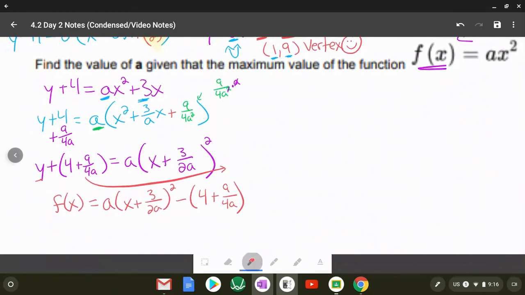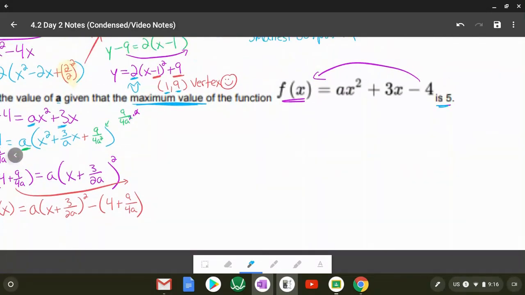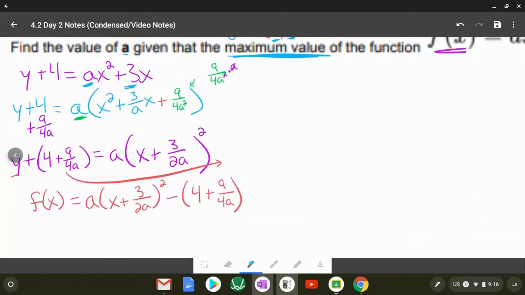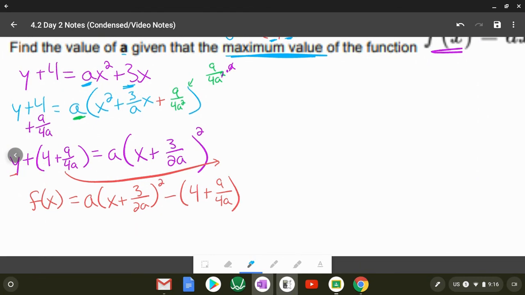Now again, we didn't really answer the question yet. Remember, the question is: find the value of a given that the maximum of the function is 5. This is where we did all that math work as far as completing the square and getting it into vertex form. But now we need to understand what it's actually asking us to do. Well, we know that the vertex is this value, comma this value. So that's a coordinate, just in terms of a.